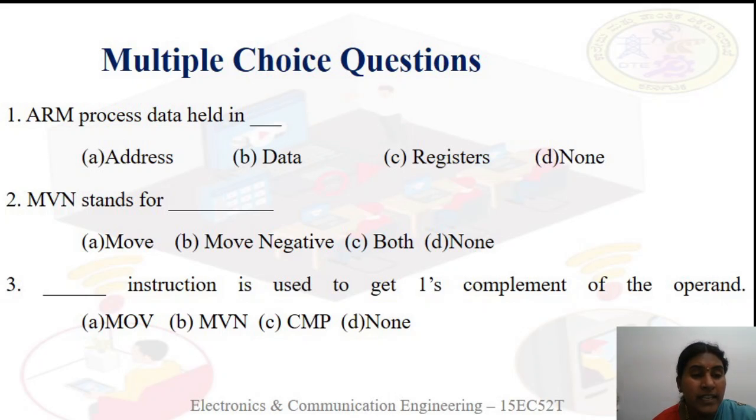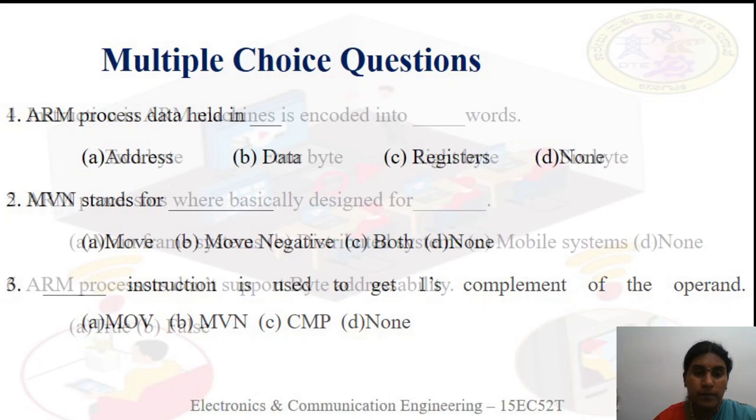Next one, MVN stands for. In MVN, N means negative, that is move negative. And the answer is B. The next one, dash instruction is used to get one's complement of the operand. The MOV instruction won't do any complementation. But the MVN instruction will do the complement of an operand. So the dash instruction is B, that is the MVN instruction will do the one's complement of the operand.